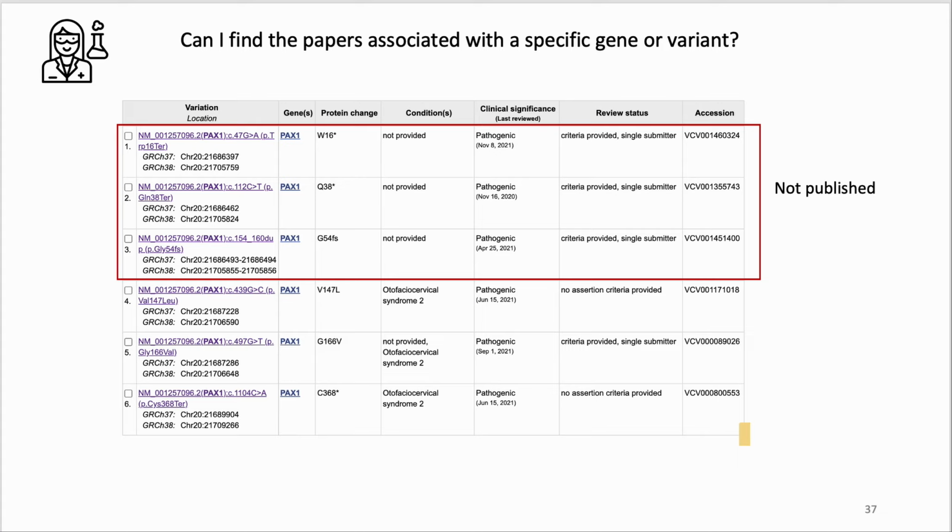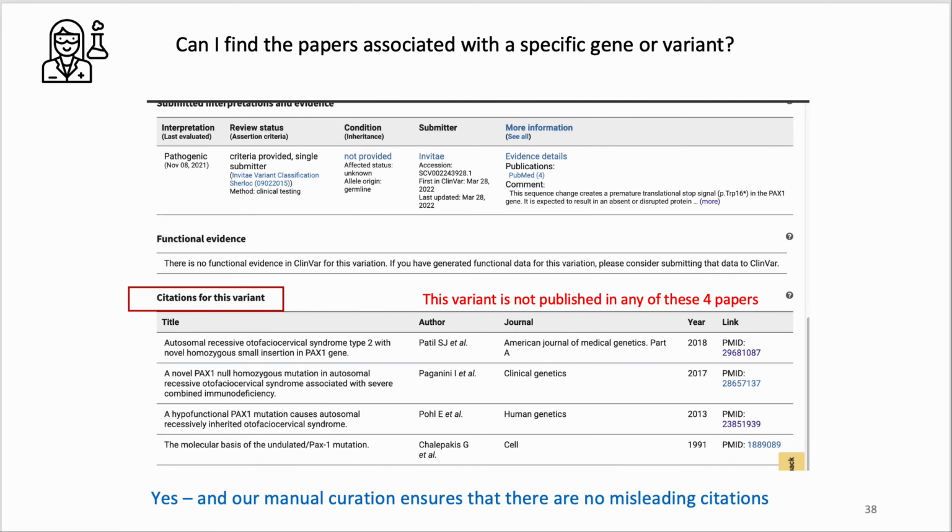You may also ask, well, can I find papers associated with a specific gene or variant just like ClinVar presents them? Well, oftentimes ClinVar contains variants that may not actually be published, and we definitely denote those in our database wherever possible. ClinVar also links to many papers that may be more generally associated with the gene or the condition, but not actually with the specific variant that's cited. And because we manually curate our literature, we make sure that there are no misleading citations associated with any variants or genes.